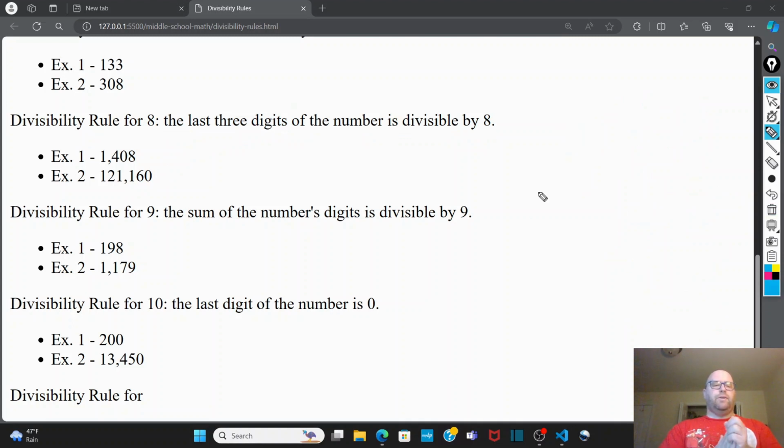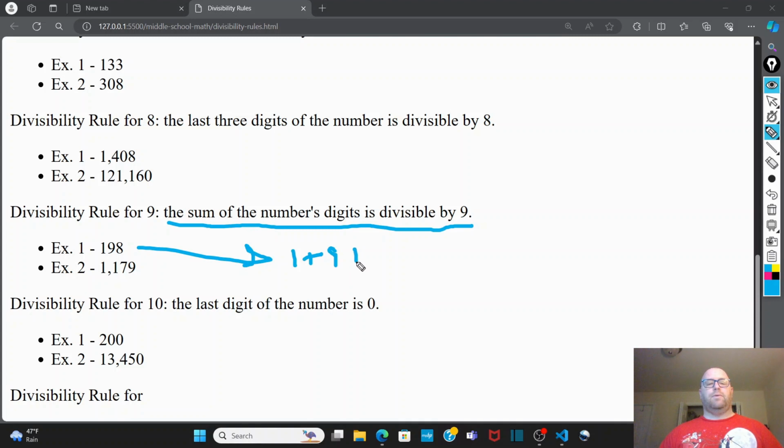All right, so the divisibility rule for 9: the sum of a number's digits is divisible by 9. Okay, so let's look at 198 here. So we're going to do 1 plus 9 plus 8. 1 plus 9 is 10, plus 8 is 18. Well, 18 divided by 9 is 2, so yeah, that works. Let's check it out.